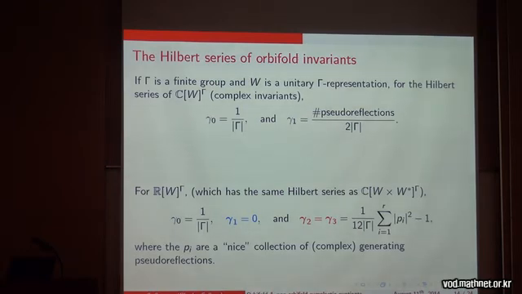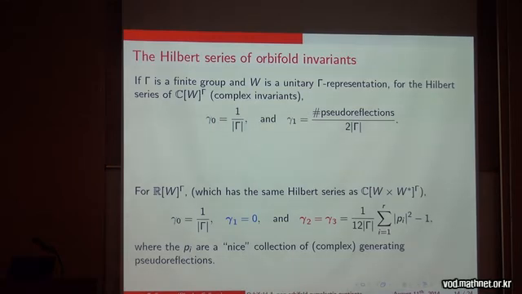I'll mention it doesn't just count them; in some sense, it counts their orders. So you take the orders of a nice generating set of pseudo-reflections and sum up the squares of their orders minus 1, and that tells you gamma 2 and gamma 3. So these are the Laurent coefficients of the Hilbert series for a real finite group, so for a real orbifold.